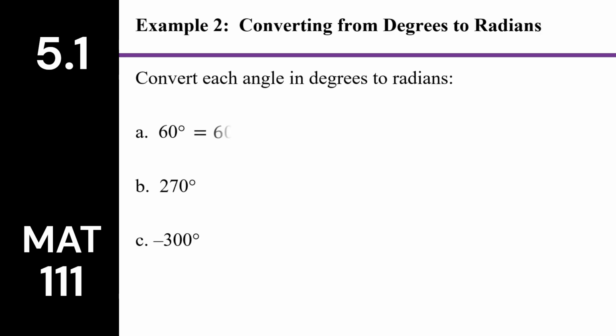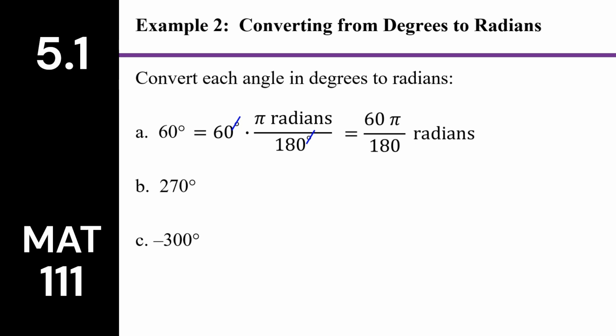Here are some examples. For 60 degrees, we'll multiply by pi radians over 180 degrees. The degrees cancel, and we get 60 pi over 180 degrees. Since 60 goes into 60 once and into 180 3 times, that will reduce to pi over 3 radians.